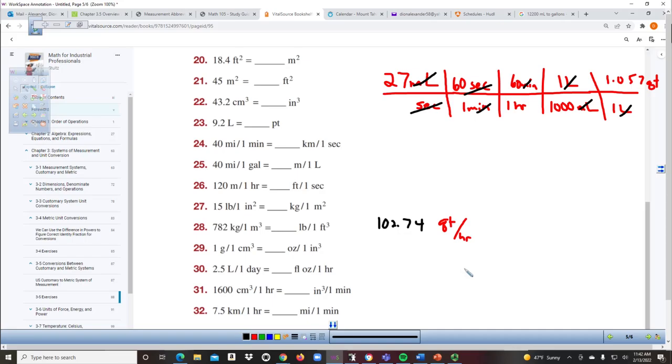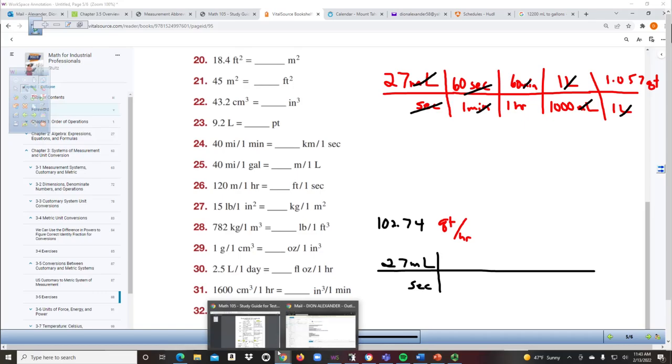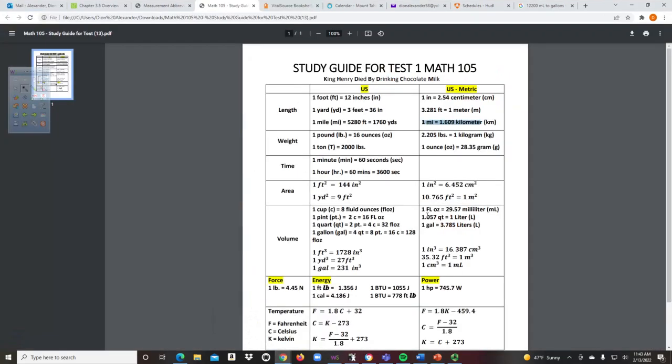All right, so 27 milliliters per second converts to 102.74 quarts per hour. Now, there was another way we could have gone with this. We could have taken our milliliters into fluid ounces and then gone from the fluid ounces to quarts. Had we done that, if we go over to our conversion chart, we see that 1 fluid ounce is 29.57 milliliters.